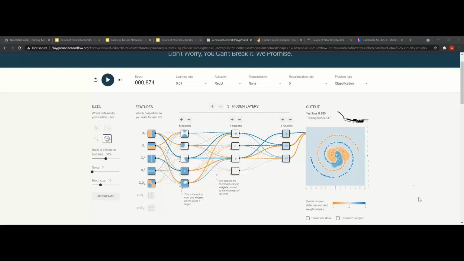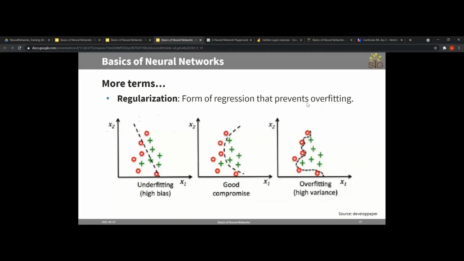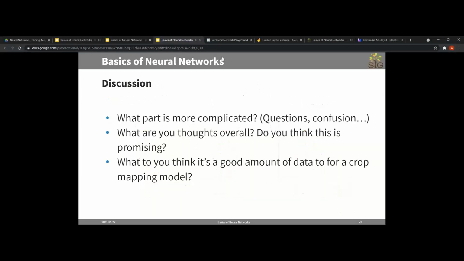Would anyone like to share? You can put it in the chat. And maybe we can just dive straight into the discussion because it's related, right? If it didn't help, which part do you think is more complicated? Not only about this exercise, but thinking about everything that we saw these past 3 days.